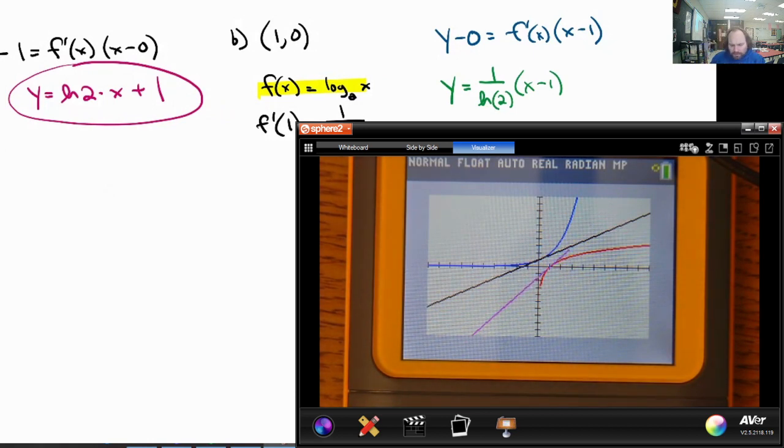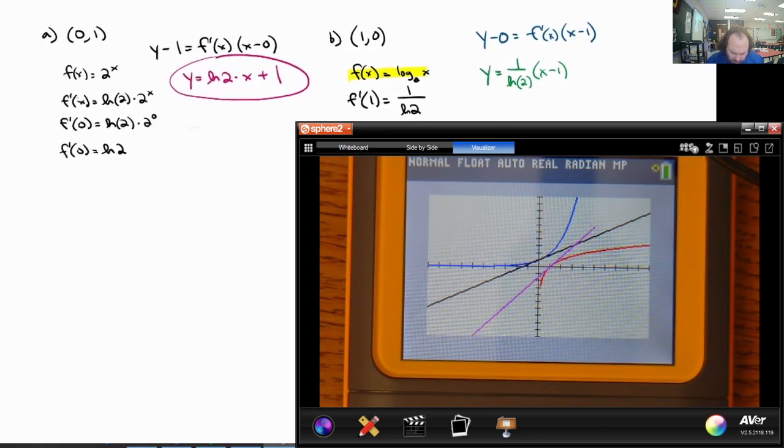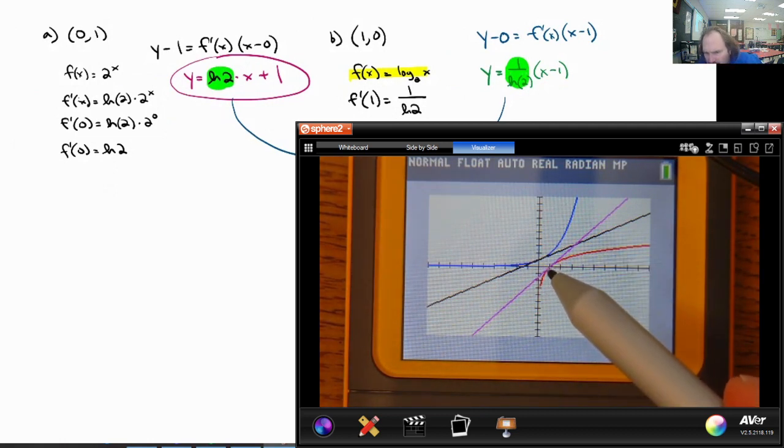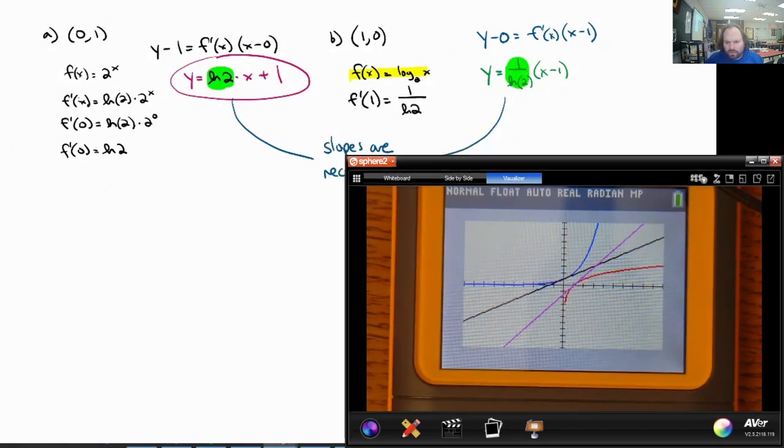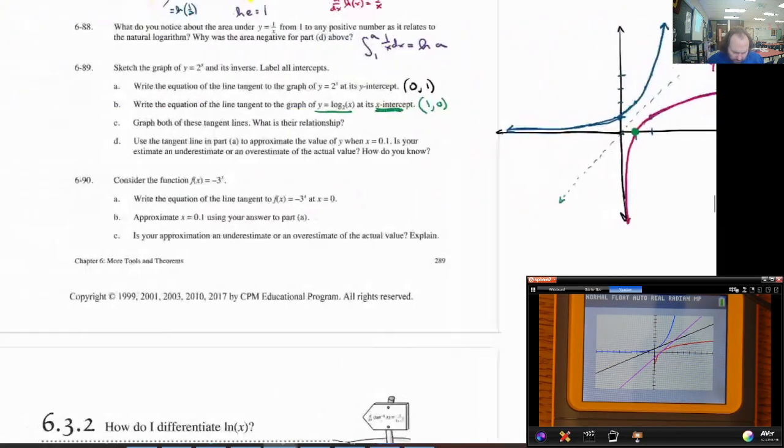So the slopes here, I'm going to put some notes on this page. The slopes are reciprocals of each other. I suspect that might be one of the next questions. One is natural log of 2, the other one's 1 over natural log of 2. Interesting. It does work. You have a slope of a tangent line right there. Bam. It works. Pretty cool. Let's take a look at the rest of the questions here.